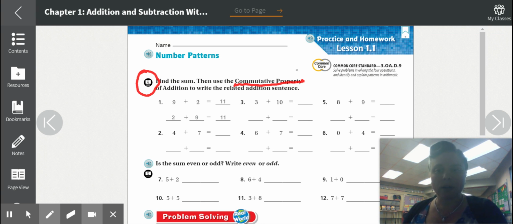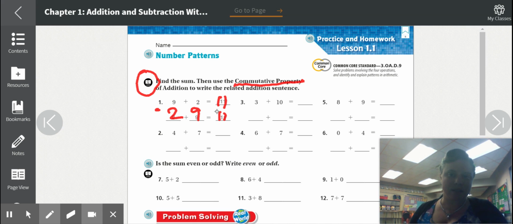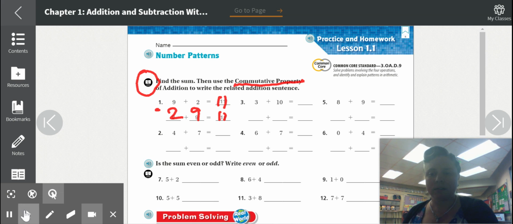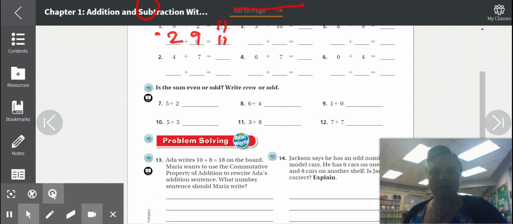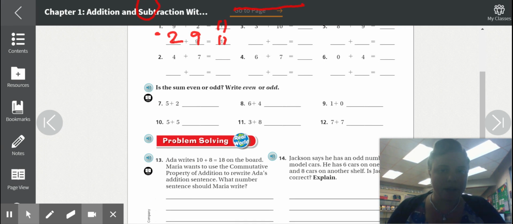So if you look at number 1, it shows you this very nicely. It did 9 plus 2 equals 11, and then it took the numbers and just flipped them around. So it was 2 plus 9 equals 11. Now you need to do that same thing for 1 through 6, and then go ahead and move on to number 7 through 12. And these ones are just asking us if it's even or odd.